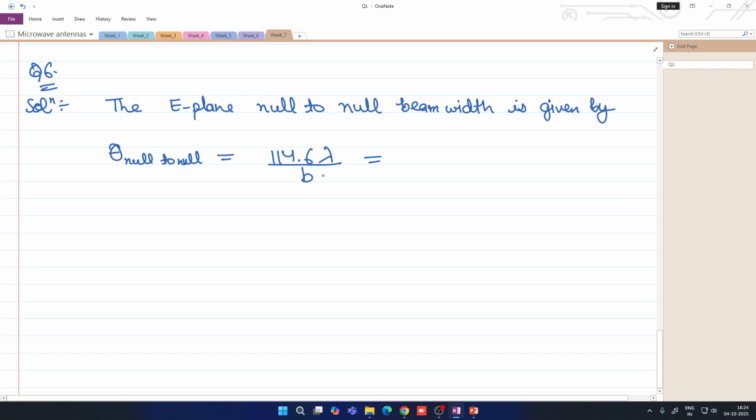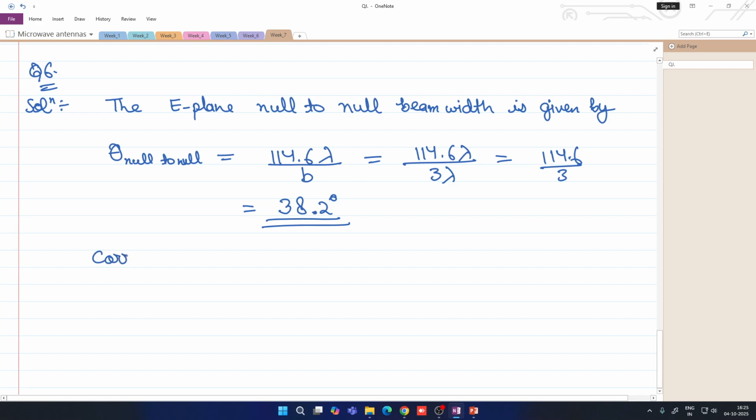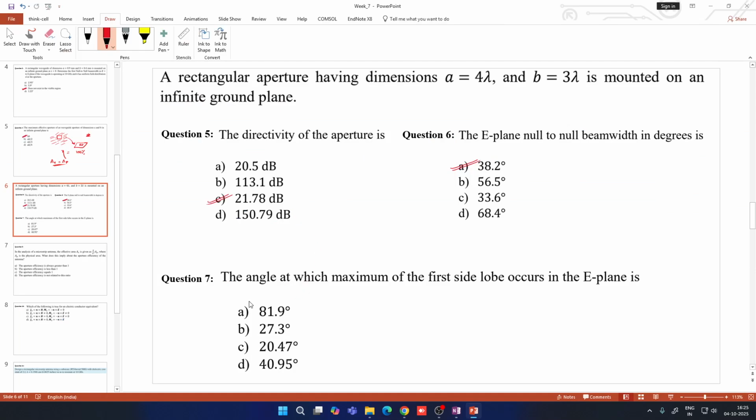So b is given as 3 lambda, so 114.6 lambda divided by 3 lambda, and when you solve this you will get 38.2 degrees. We will match with the options, so the correct option is option A, 38.2. I hope question 6 is clear. Now we'll move on to question 7.